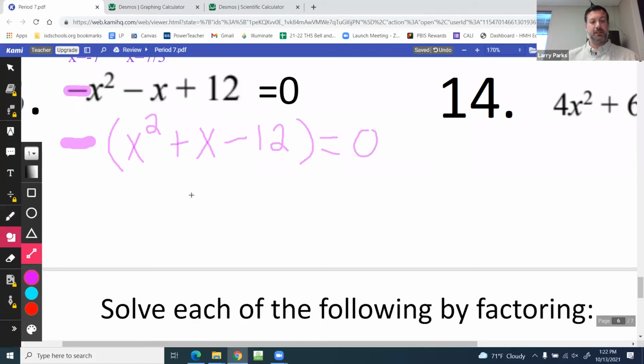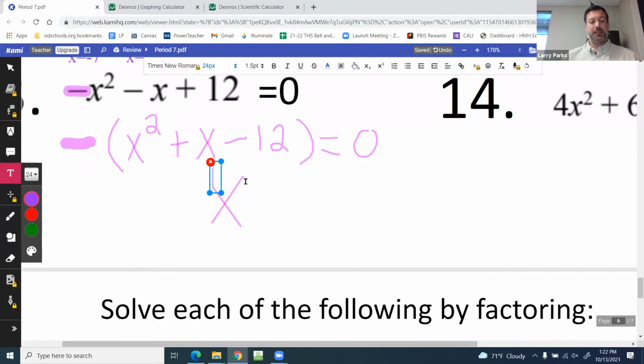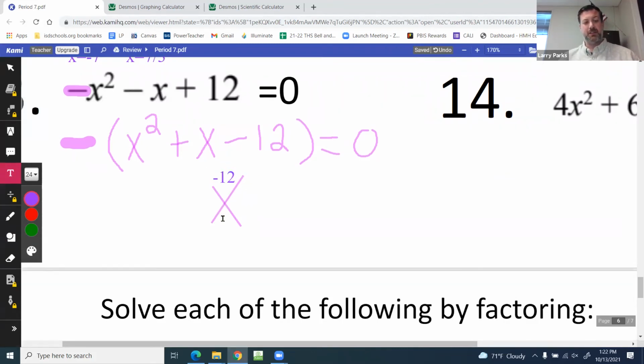Now, I could put the negative 12 on top, the 1 on bottom. Where'd I get the 1? The 1 is from the 1x. So what multiplies to negative 12 but adds to 1? That would be 4, negative 3.